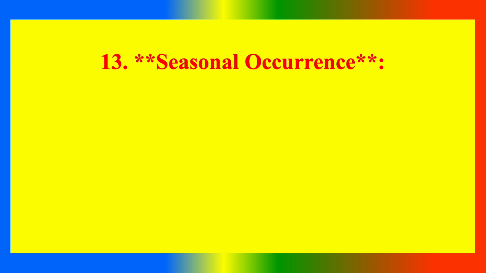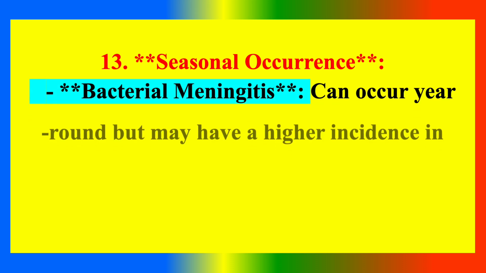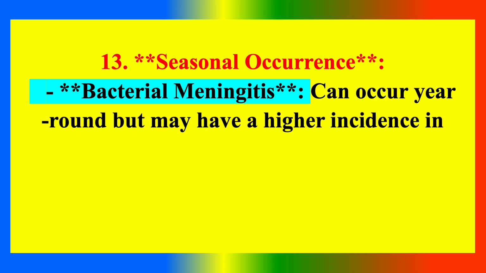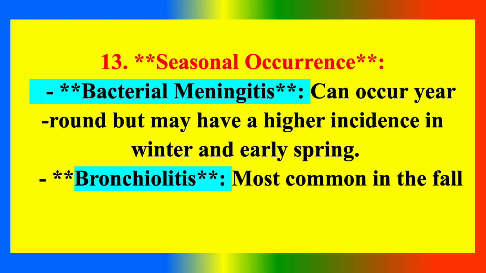Thirteen, seasonal occurrences. Bacterial meningitis can occur year round but may have higher incidence in winter and early spring. Bronchiolitis most common in the fall and winter months.